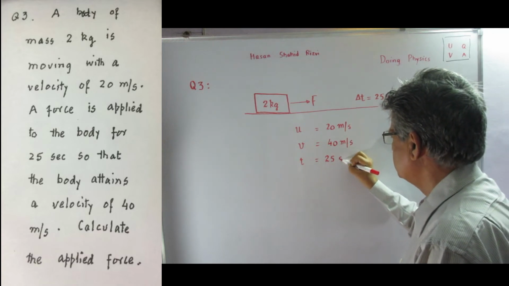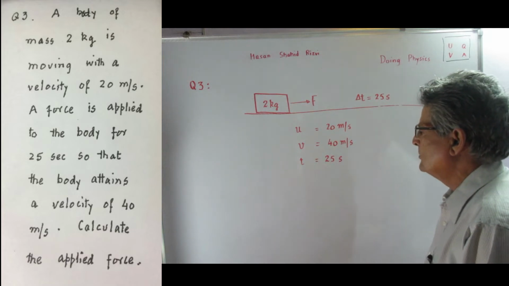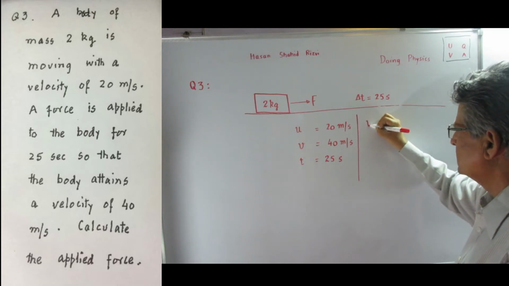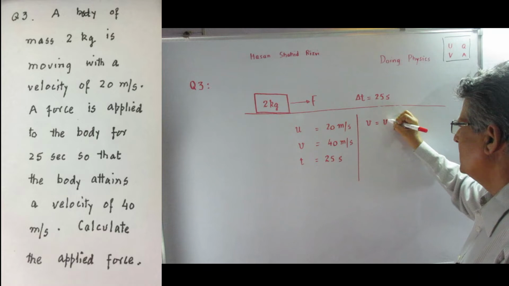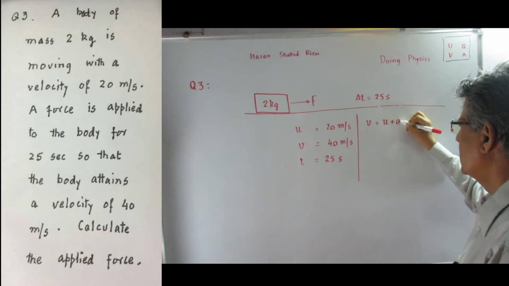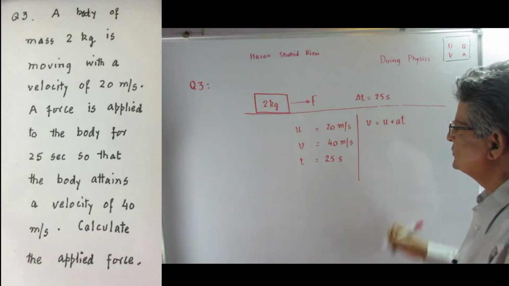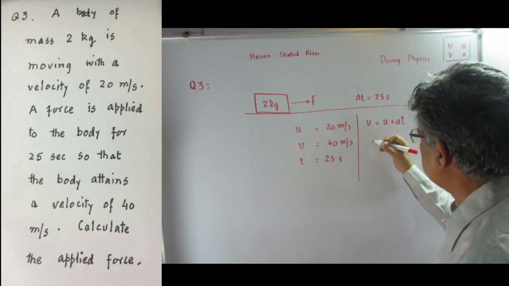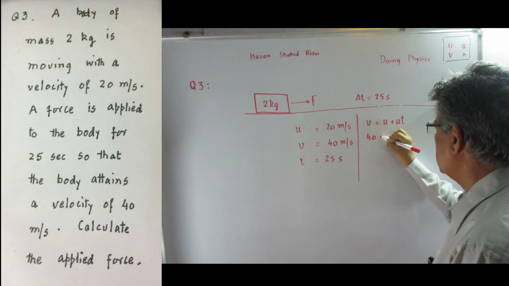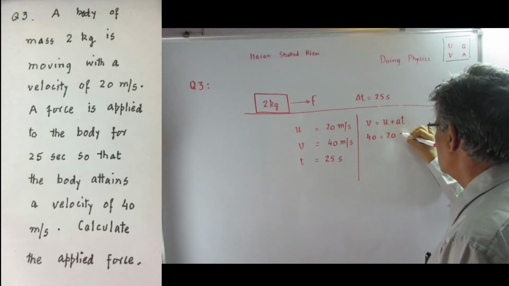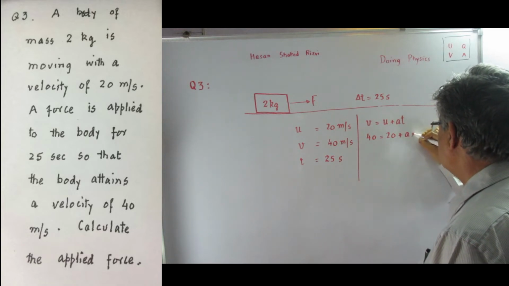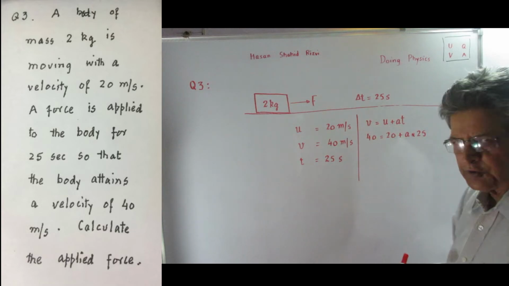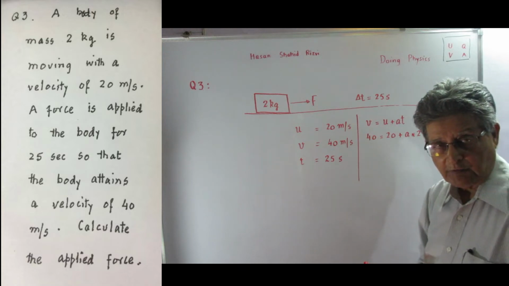So readily the formula that comes to our mind is v is equal to u plus at, which helps us to calculate the value of the acceleration. If I substitute these values in here, 40 is equal to 20 plus a into 25. I am not writing the units, so I am avoiding that part for quick calculation.